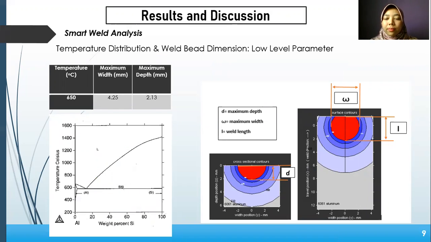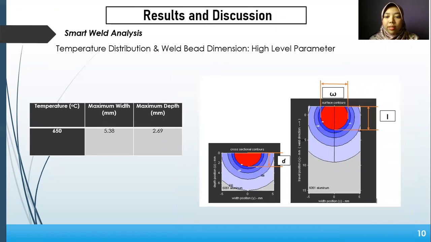By using Smart Weld software, the parameter input, plate thickness, length, and width of the workpiece were set up in the software. After running the software, it will show the value for maximum width and maximum depth. The maximum width and maximum depth for low level parameter are 4.25 millimeter and 2.13 millimeter. From the phase diagram, the melting point for aluminum alloy is 660 degrees Celsius. From the software, the temperature 650 degrees Celsius shows the fusion zone.